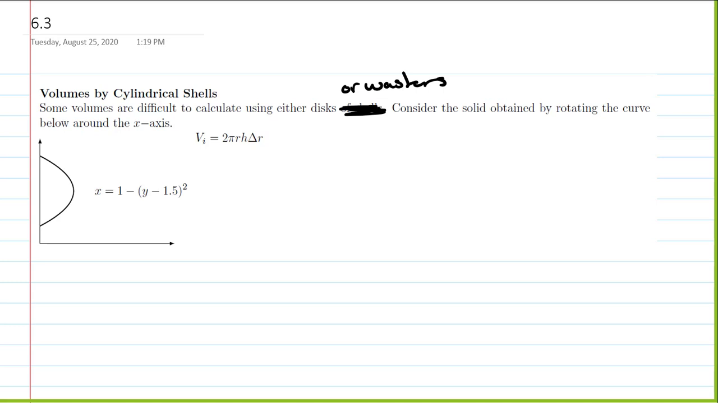Consider the solid obtained by rotating this curve, x equals 1 minus (y minus 1.5) squared, about the x-axis. So as we talked about, if we're going to rotate about the x-axis down here, our approximating rectangle has to be perpendicular to the axis of rotation. Well, if we did that, we're going to have a bit of a problem, because our upper curve and our lower curve are the same thing again.